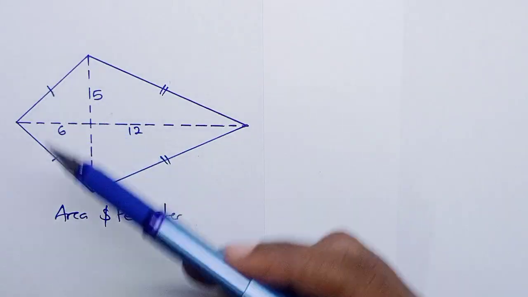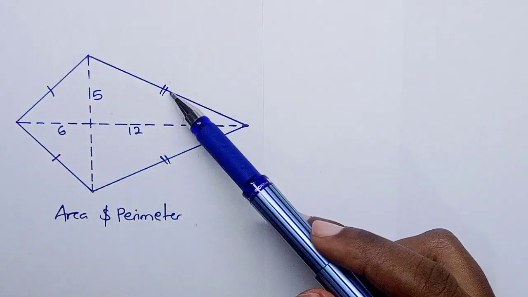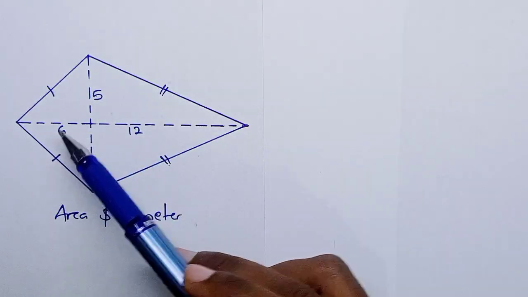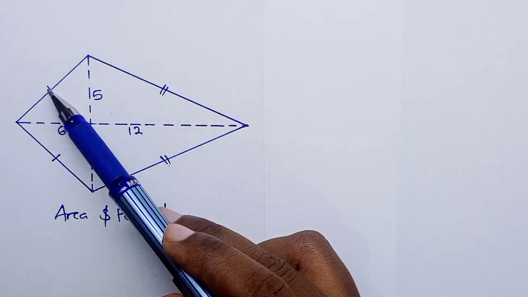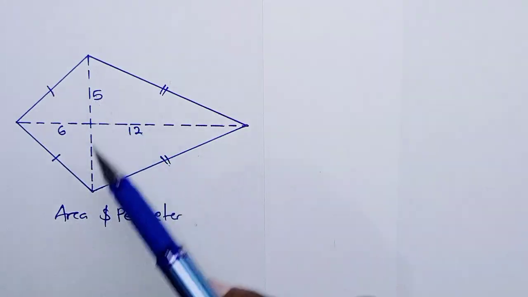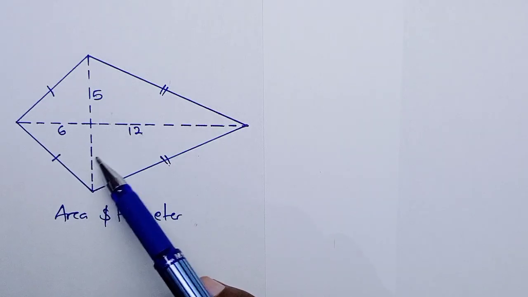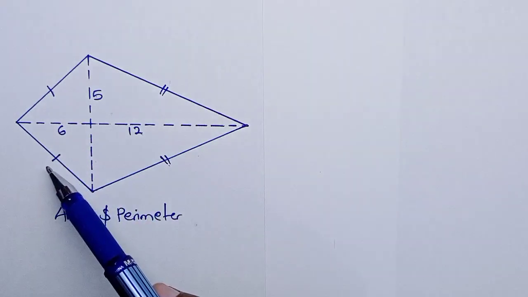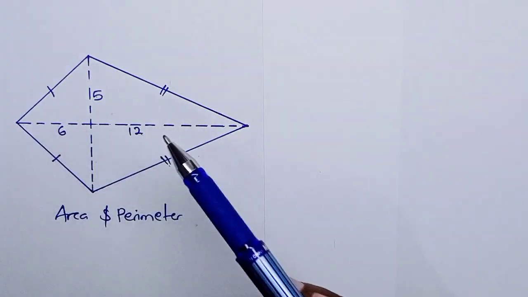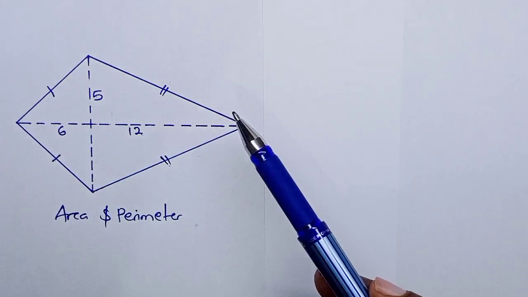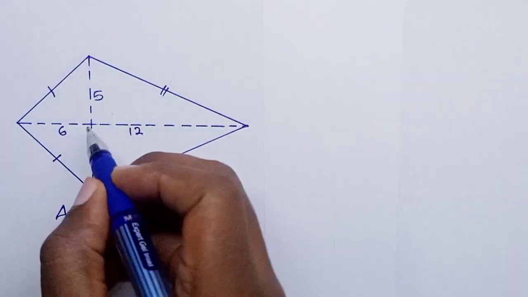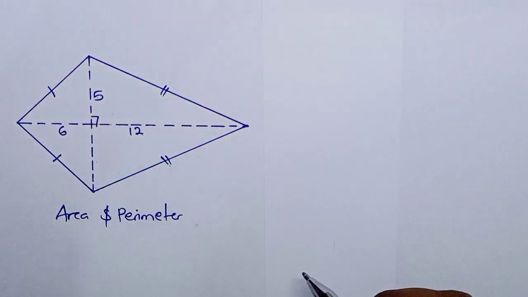So this side length is equal to this side length. Also this side is equal to this side. While this side is 5, this is 6, this is 12. Now, since this side is equal to this side, if this is 5, this here will also be 5. So this line is dividing this kite into 2 equal parts. Also, this vertical line is perpendicular to this horizontal line. So this is 90 degrees.